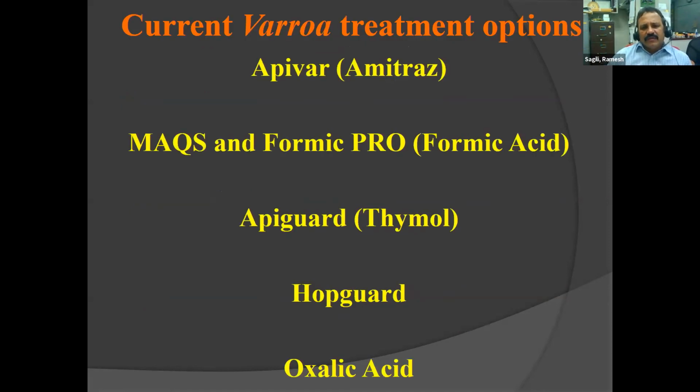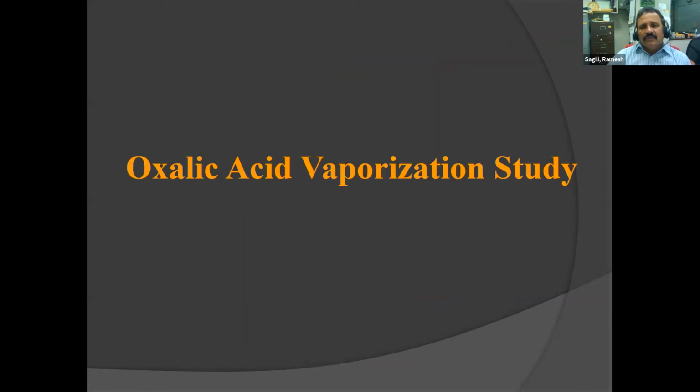So these are some current options, at least in the United States. The beekeepers have APVAR for controlling mites, which has amitraz as an active ingredient. Then there is Mite-Away Quick Strips and Formic Acid Pro. And then Apiguard, which is a thymol product, HopGuard, and oxalic acid. Again, I don't have time today to go into all these different products, but probably you have knowledge of these, or you can talk to your beekeeper colleagues or the researchers in your area to find more about these products and their efficacy. So the next study that I'm going to talk about is the oxalic acid vaporization study.